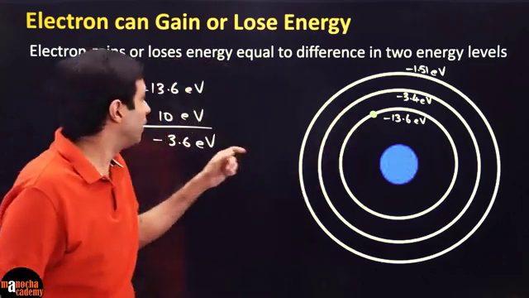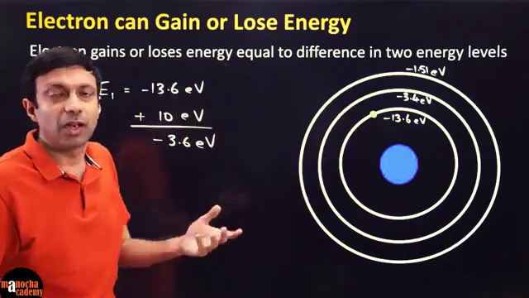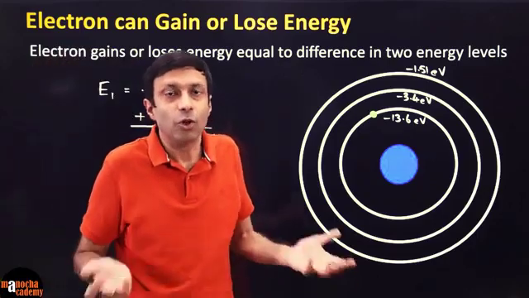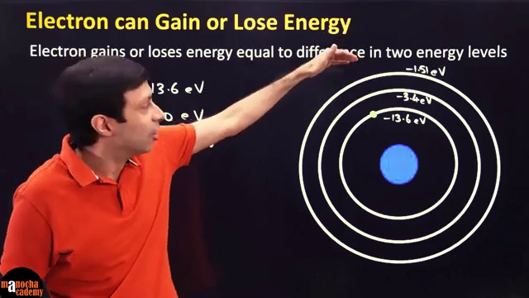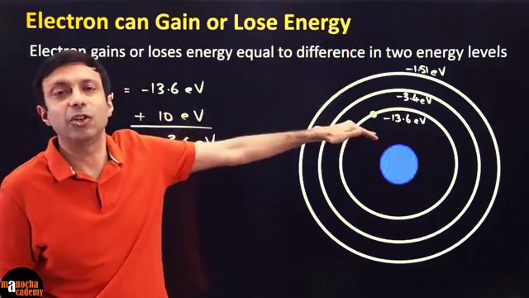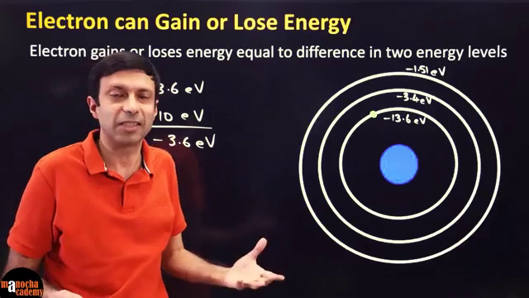So if you give it 10 electron volt of energy, it will say thank you, but then no thank you. Why? Because it is not able to go to the second shell. So it will fall back into the first shell. It cannot accept this energy level.